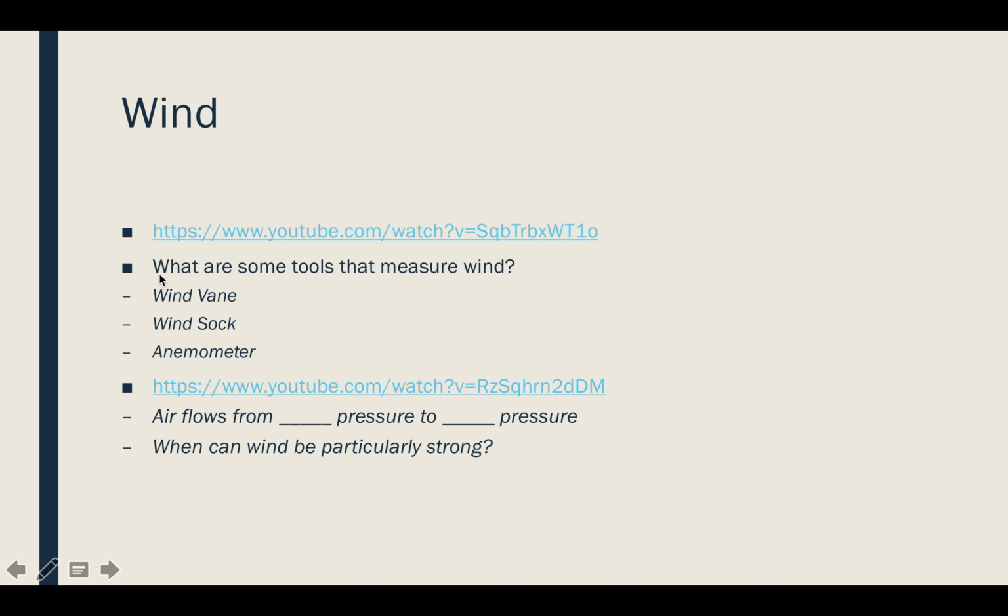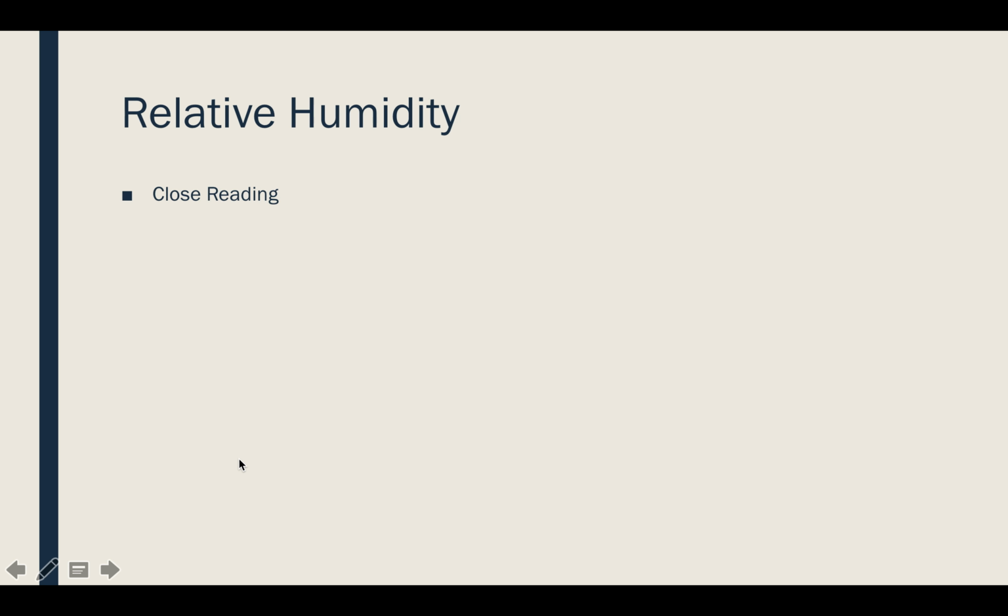All right, wind. I'm going to send this link along to parents and this as well so you can watch a couple videos about wind. But we know that we used a wind vane, windsock, and an anemometer to measure wind. And air flows from high pressure to low pressure. And this video right here will help you answer this question. We're going to do a little close reading activity on relative humidity in class, and you'll get to take that home with you to go back over.